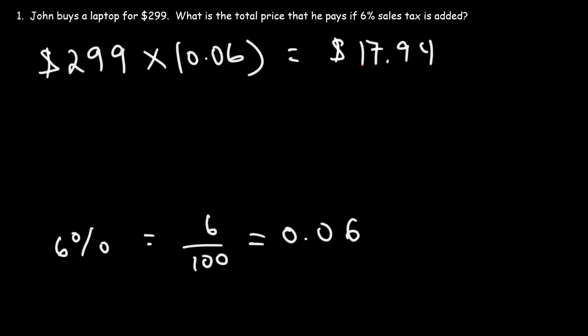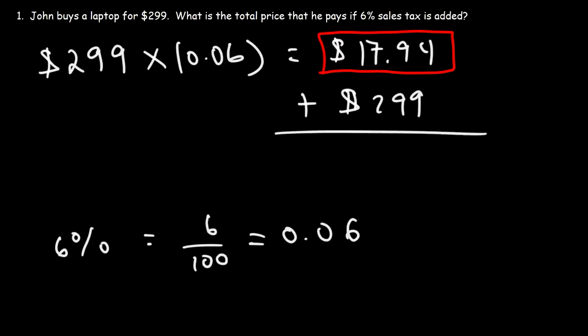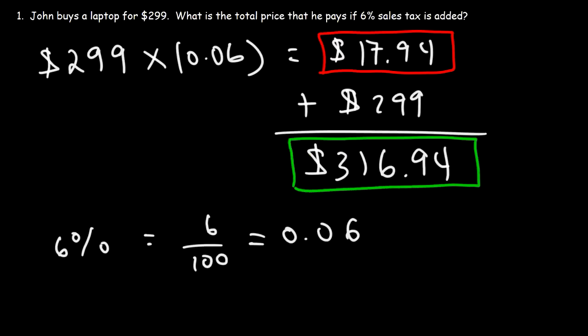So this is the tax that he pays plus the price of the laptop, which is $299. So the total price is the sum of those two values. The total price that he pays is $316.94. So this is the answer. Now it turns out that there is an easier way to get the same answer. At least it's easier in my opinion.